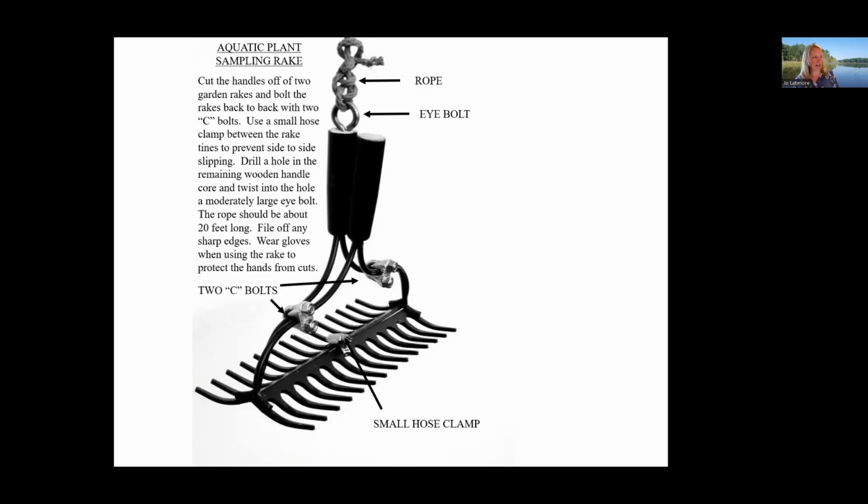To create your sampling rake. But as you can imagine, a tool like this is very effective at collecting plants. If you've ever pulled up your anchor from your boat and had it covered with weeds, something with this many teeth is going to do an even better job. So that's the tool of the trade.